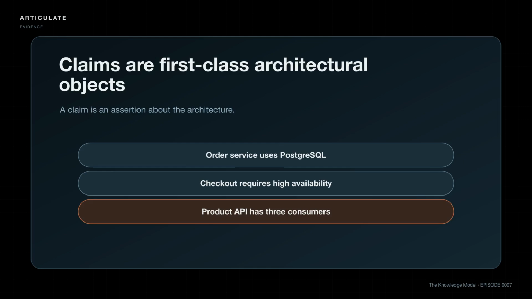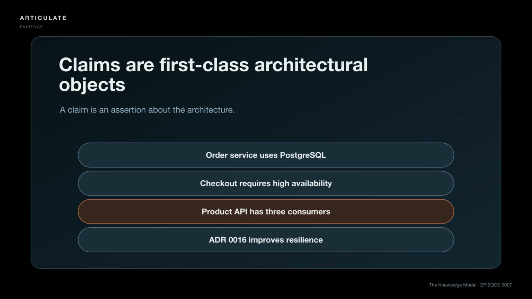Architectural decision number 16 was made to improve resilience. Each of those statements tells us something about the architecture, but on their own, they're just isolated assertions. What makes them useful is the context that surrounds them.